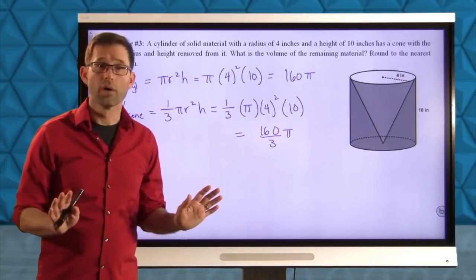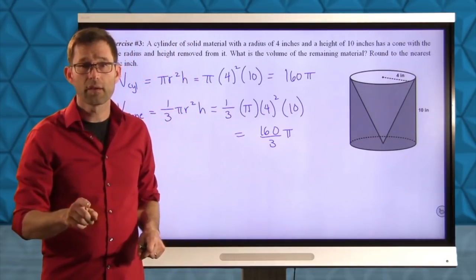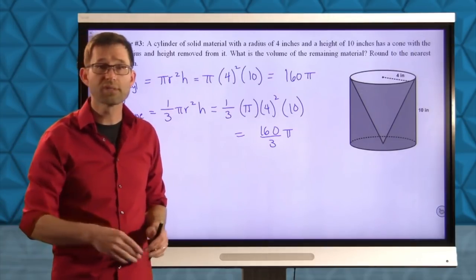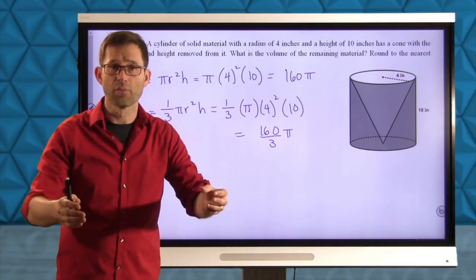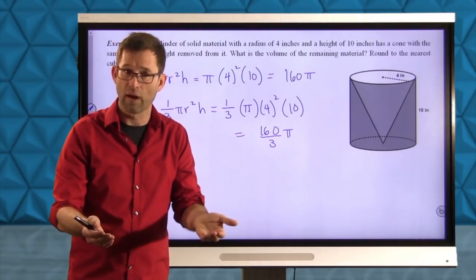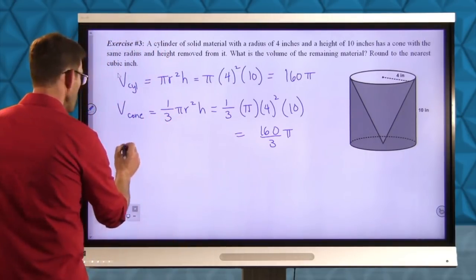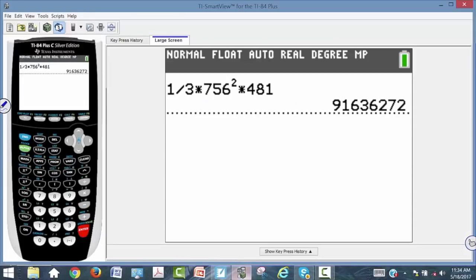Now, don't get me wrong. If you, the one that's watching, right? If you work better with decimals, for goodness sakes, work this number out as a decimal, store it, or just write out a bunch of decimal places, and then subtract. I'm going to do it all at once, because what I'm going to do is calculate the volume that's remaining by simply doing 160 pi minus 160 divided by 3 pi. I'm going to do that all at once on my calculator. Easy peasy, here we go.